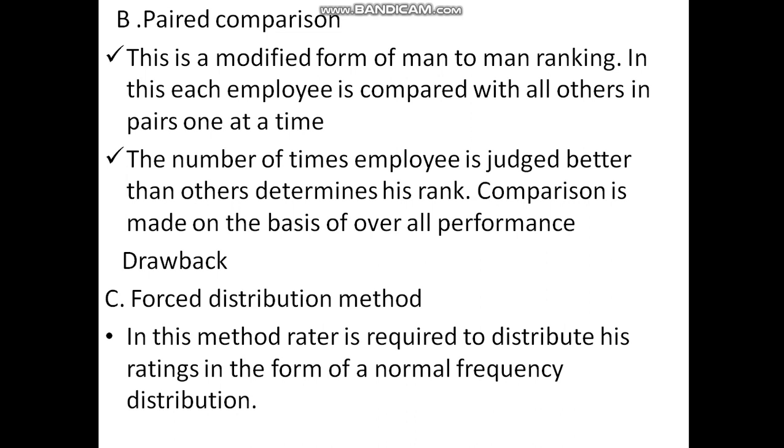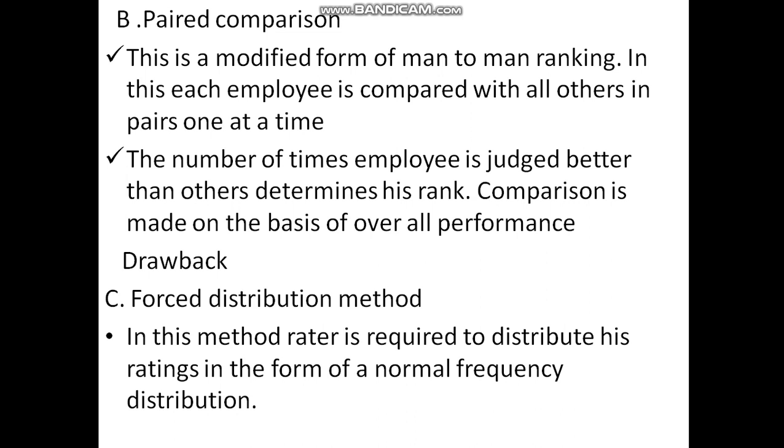In paired comparison, the evaluator is asked to put a tick mark against the employee whom she considers better. The final ranking is given by the number of times the employee is judged better than others.